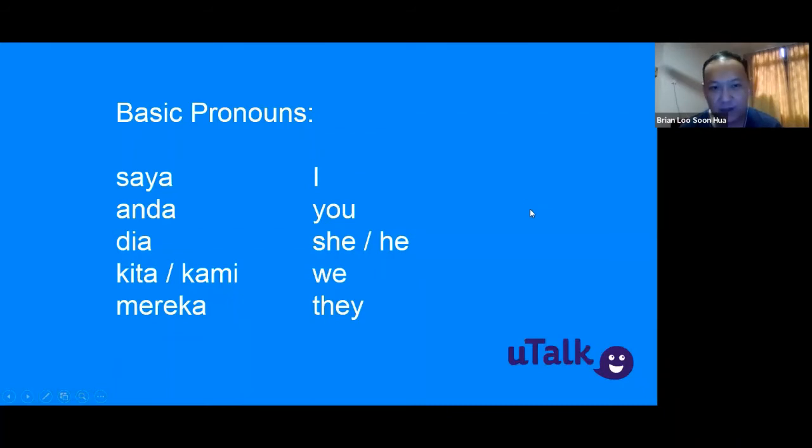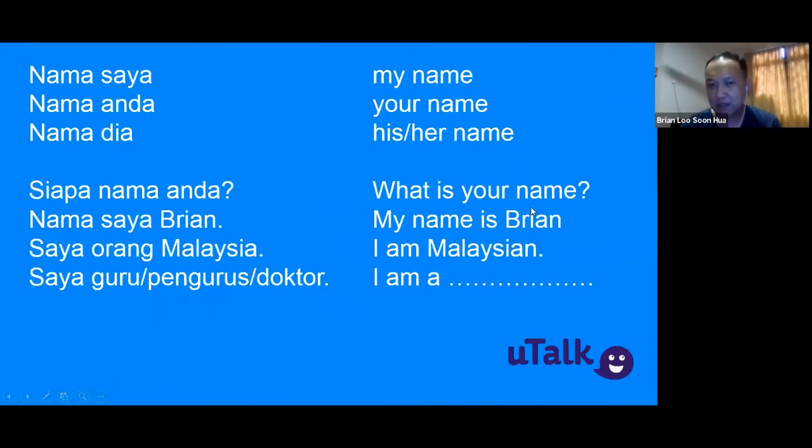Sorry. Now, how do we say a simple phrase, my name is. Now in Malay, when you say a possessive, all the pronouns like saya, anda, dia can be nominative, accusative, genitive, dative. It's the same. It never changes. What we can do when you want to make a possession, you say my something, is put the object in front and put the pronoun at the back.